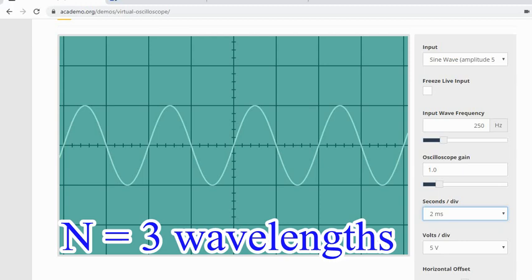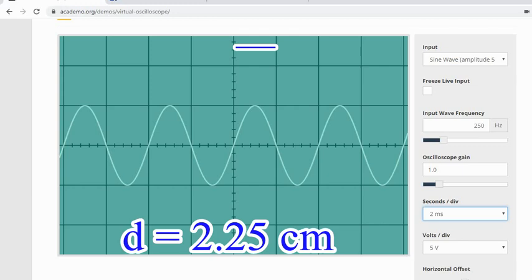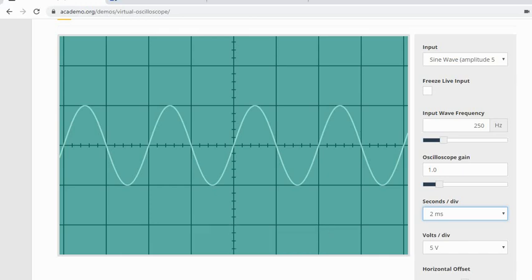Now that's 3 wavelengths, so we're going to make that equal to capital N. So capital N, the number of waves, is going to be equal to 3. Now we're going to measure the distance across a square, just a single square. And if I do that with my ruler, I measure that to be 2.25 centimeters. So I'm going to call the distance across one of these squares little d, for little distance. And that's going to be related to the seconds.